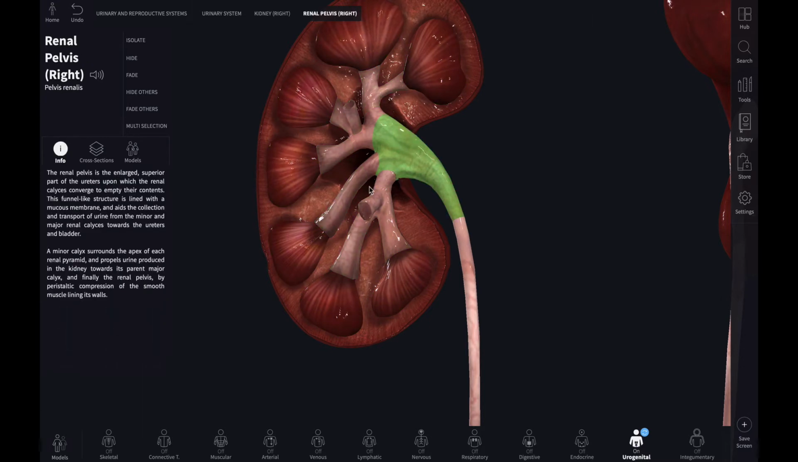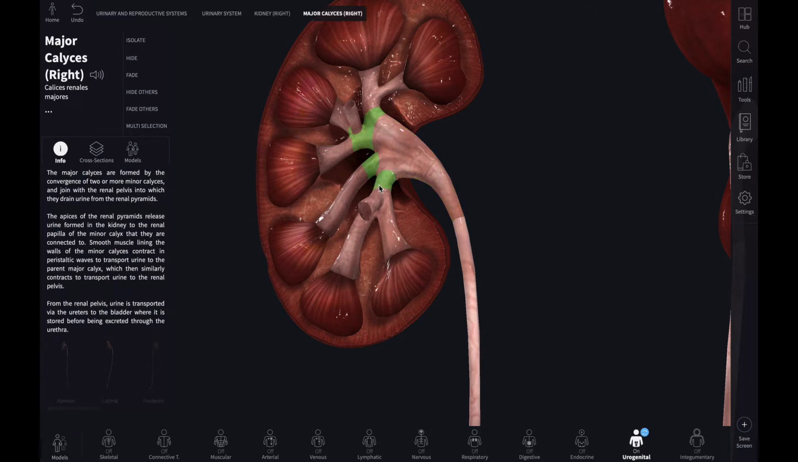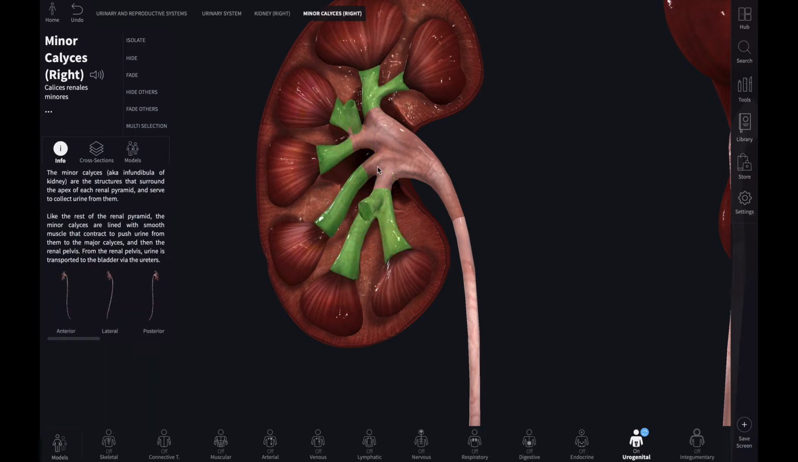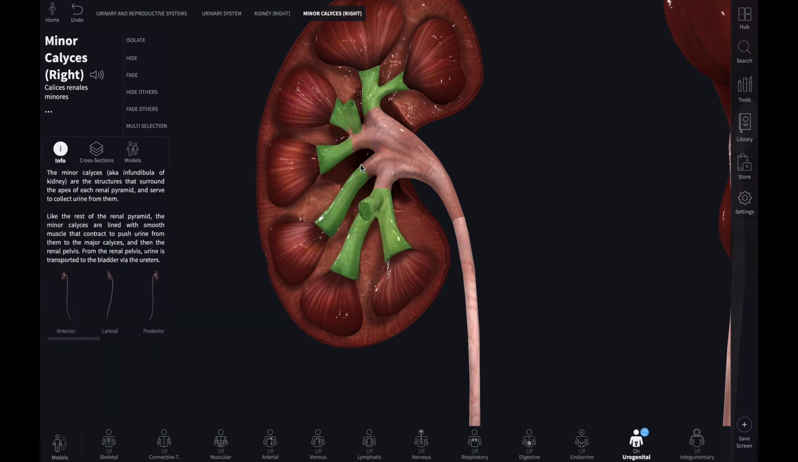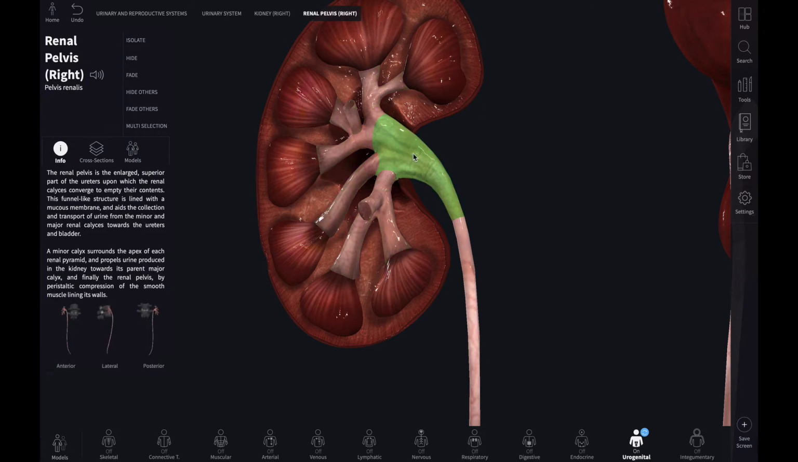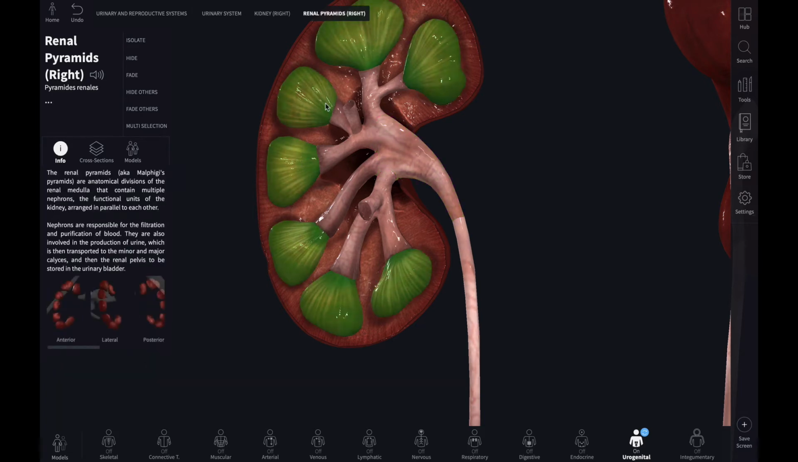And this area, this junction is called the renal pelvis. Okay, so these are the calyces of the ureter, and this is the minor calyx, and this is a major calyx. So minor calyx collects together to form the major calyx, and then they join to the renal pelvis. Okay, so this pyramid-like structure is called the pyramid.